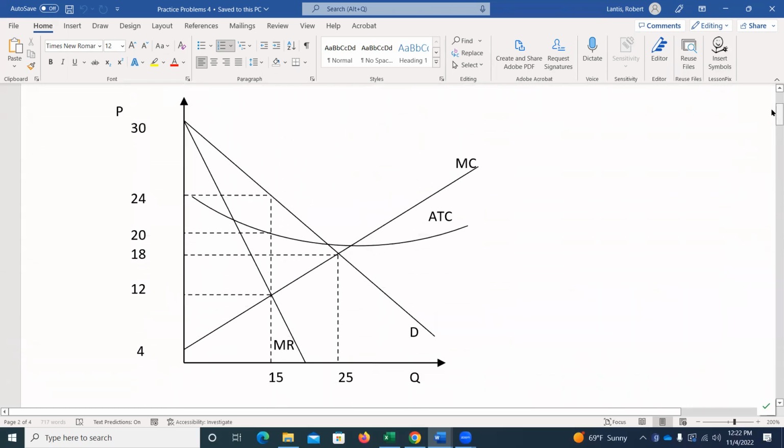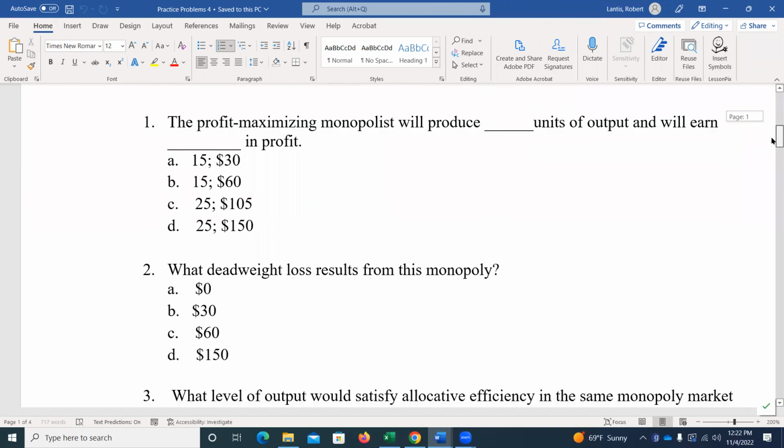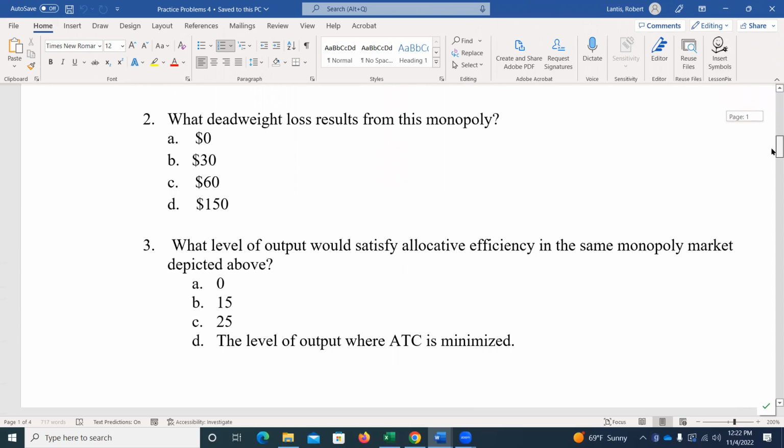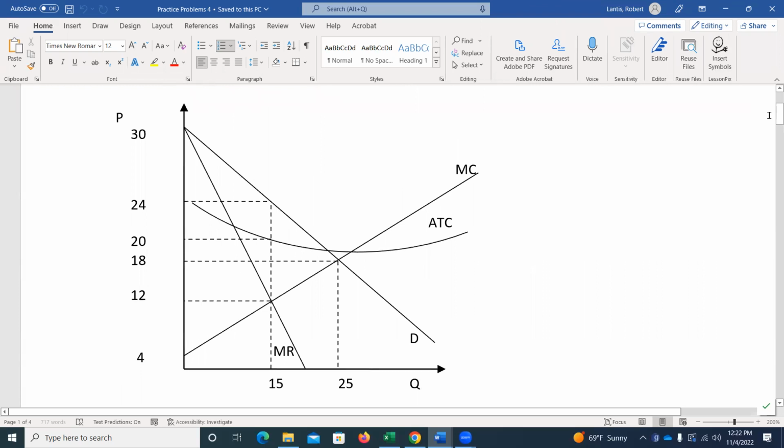Here we go. Let's say we had something that looked like this. I've got a couple of questions below this that we'll probably answer. So what's the profit maximizing quantity? What's the level of output? What's deadweight loss? What level of output would satisfy allocative efficiency? We can answer all of these using this drawing or this graph. I'll add some things that I could ask as well. So here, if I've got a single price monopolist, he's choosing one price, he or she, I guess. What's the optimal or profit maximizing quantity?